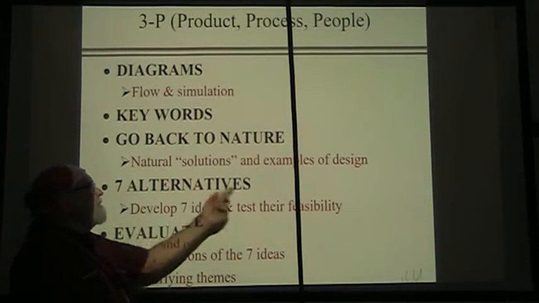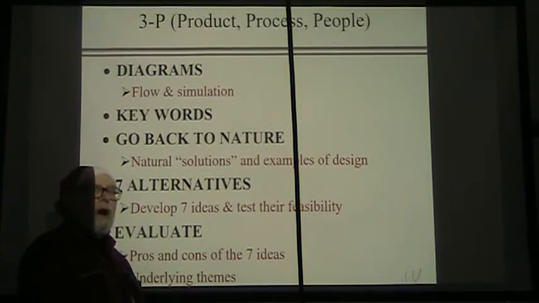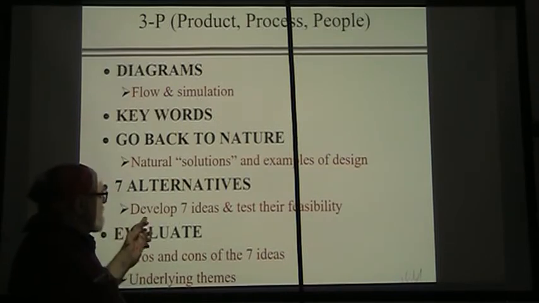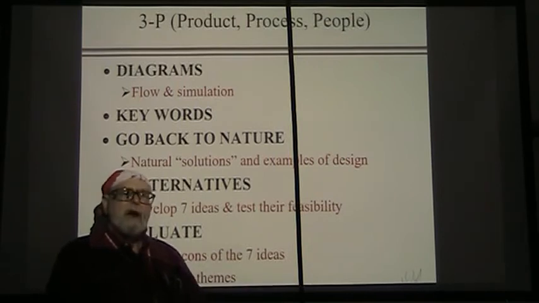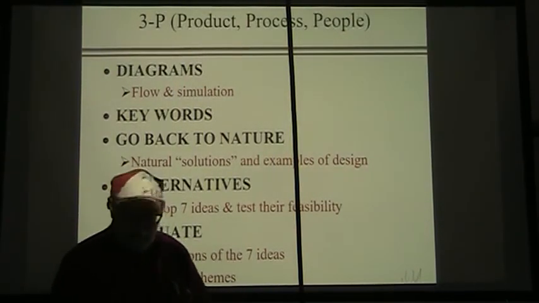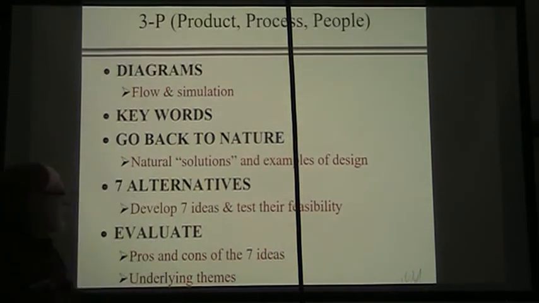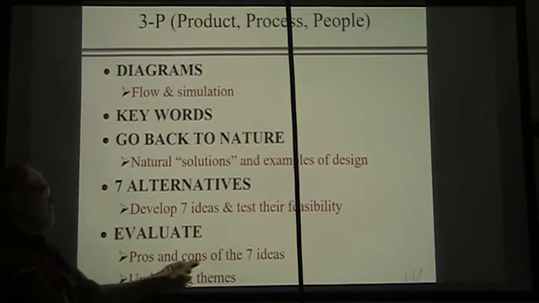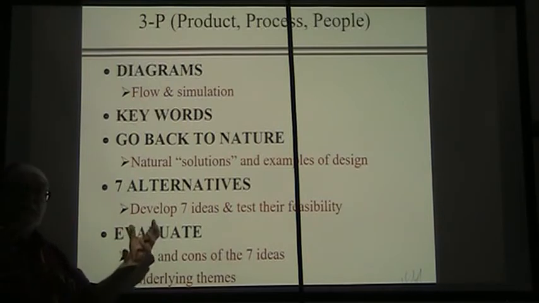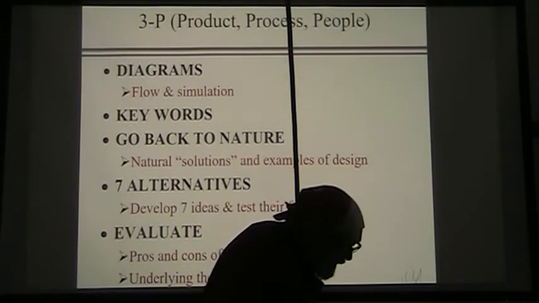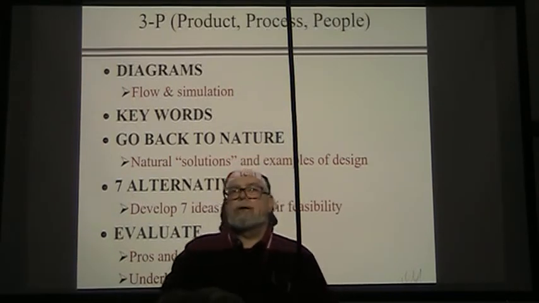We want to come up with 7 alternative layouts that would all be an improvement. So we develop those 7 ideas, and then we say, all right, how feasible are these? Are we going to be able to do this? We want to evaluate what are the pros and cons of those 7 ideas. What are the underlying themes that are in most or all of the ideas? And what we're going to end up doing is we're going to put the best parts of all the ideas together for our final design.